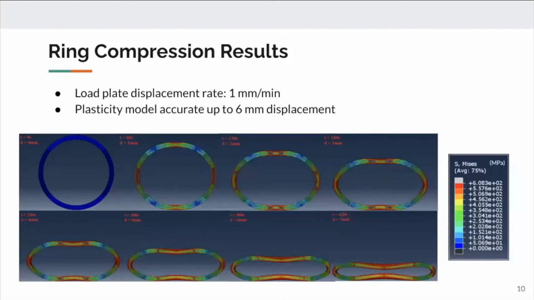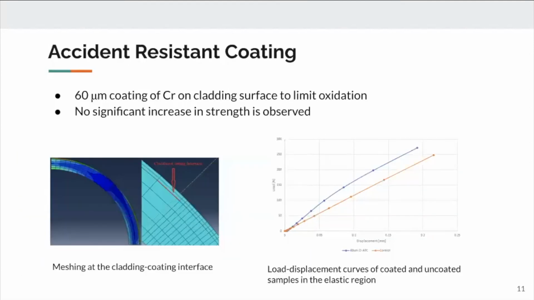Using a Zircaloy plasticity model, we created a ring compression simulation to observe the deformation and through-thickness stress development on cladding in compression. The deformation progression shown here was in line with that which we have seen in our literature review. We expanded this model to investigate the mechanical effects of accident-tolerant coating on the performance of cladding material. A 60-micron coating of chromium was modeled on the Zircaloy specimen.